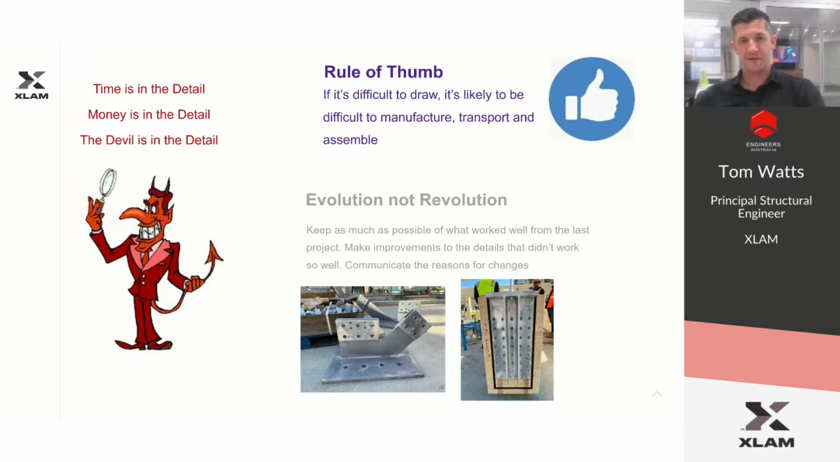And also the idea of evolution, not revolution. When we're looking at similar projects over time, keep as much of the design or connection details as possible to what worked well previously. Look at the things that didn't work and maybe try to change 10% of it each time, and slowly we'll get better over time. And if you're getting 10% better on each job, sooner or later you're making great steps.